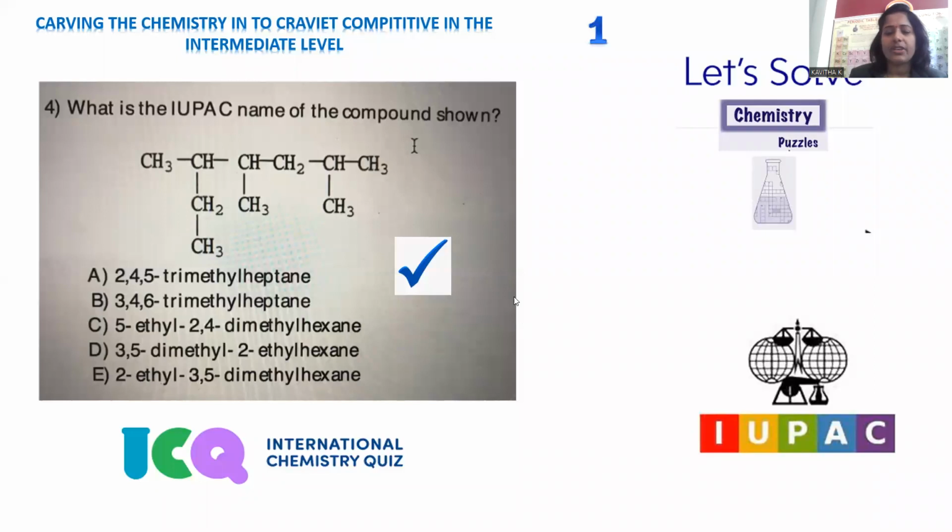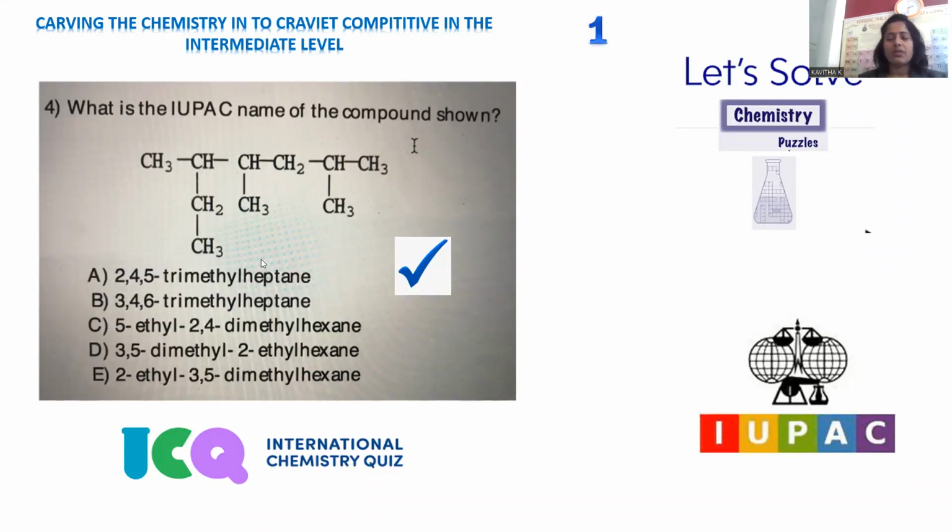Question number 1 is related to IUPAC nomenclature. Here is an organic compound with a long carbon chain, whose IUPAC name should be assigned. The International Union of Pure and Applied Chemistry assigned certain guidelines in order to name the given compounds. Here 5 options are provided. Among all, the correct answer is option 2, 4, 5 trimethyl heptane.